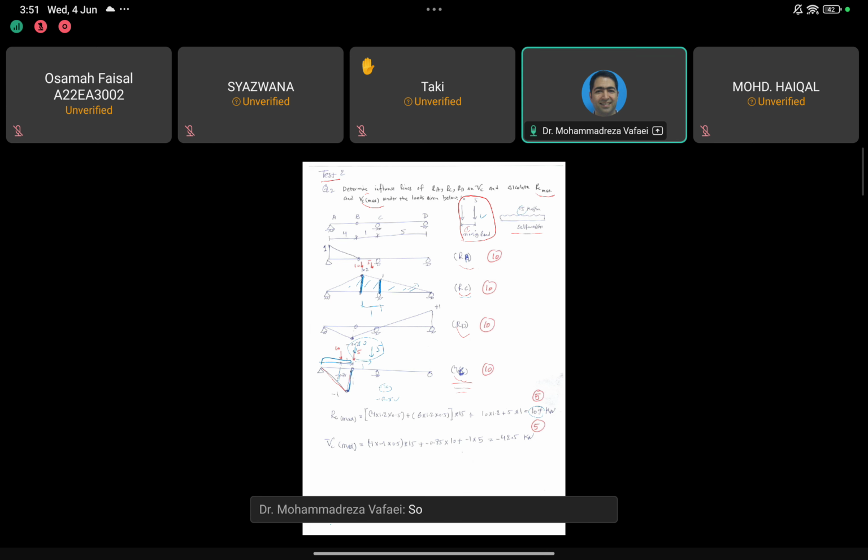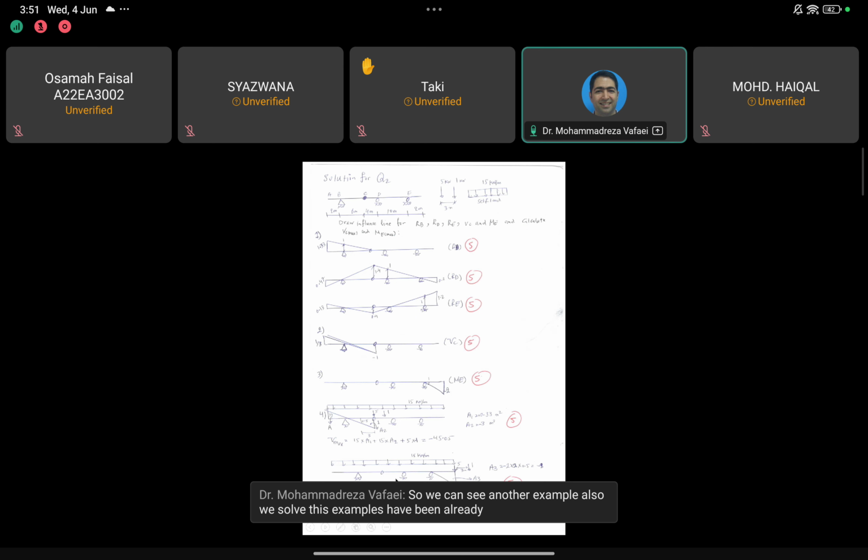So we can see another solved example. These examples have already been uploaded inside the e-learning, so you can access them. The second example is also a two-span beam. You can see 6 meter, 4 meter, and 10 meter, 2 meter, 2 meter. But in this case, we have a cantilever on both sides of our bridge. It is subjected to self-weight, 15 kilonewton per meter, and 2-point loads, 1.5 and 1.1. The distance given to us is 3 meter.